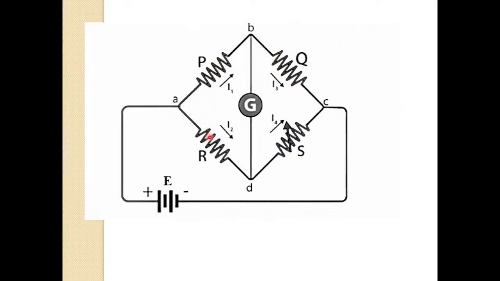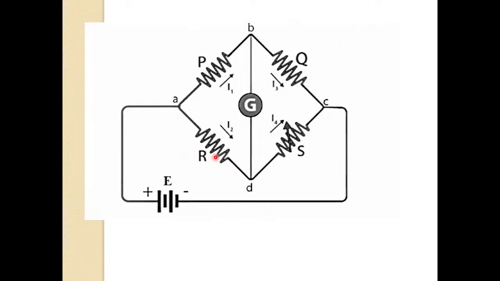Among these four resistors, you can see P, Q, R and S. Among these four resistors, one is the unknown resistance. So here in this image, this R is our unknown resistance.